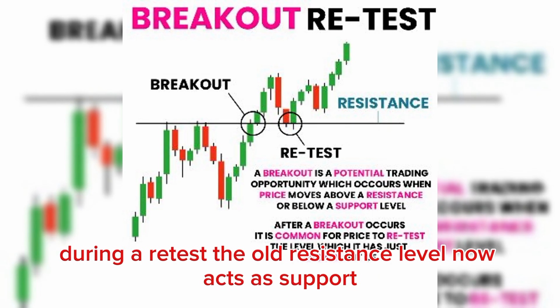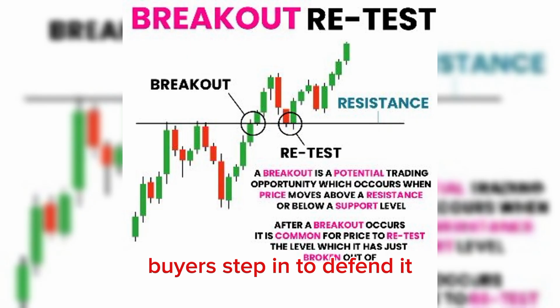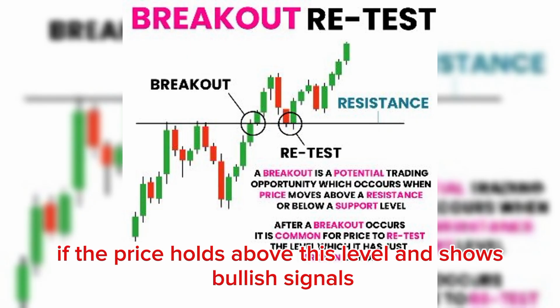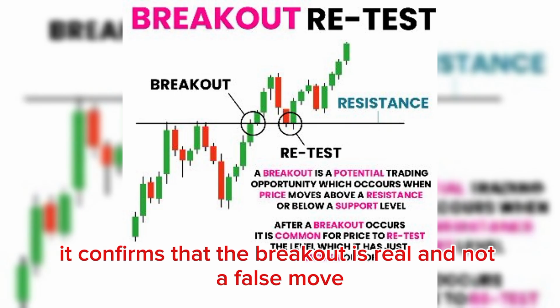During a retest, the old resistance level now acts as support, meaning that instead of sellers pushing price down from this zone, buyers step in to defend it. If the price holds above this level and shows bullish signals, like strong green candles or rejection wicks, it confirms that the breakout is real and not a false move.